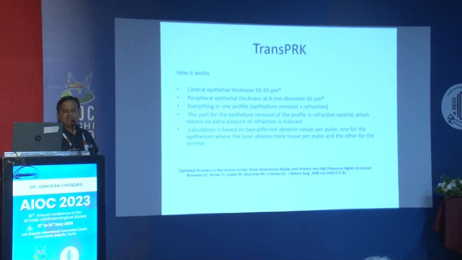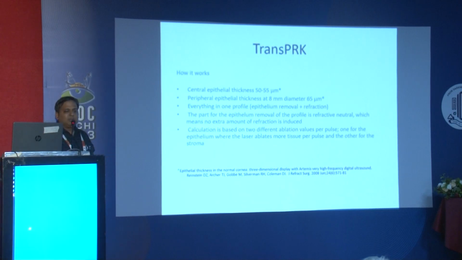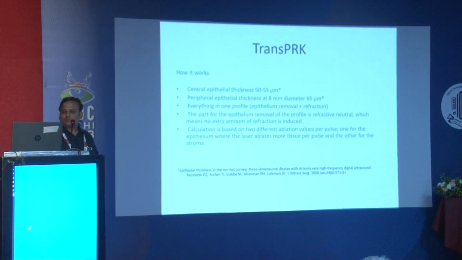So the central epithelial thickness is usually 50 to 55 micron. So with the epithelial mapping, you can exactly measure the epithelial thickness and you can remove the epithelium. The peripheral epithelial thickness at 8 mm is slightly more, that is around 65 microns. So it is on the Schwind platform that you can remove the amount of epithelium and stroma depending upon the thickness of the epithelium. And everything, both the epithelium removal and the stroma, is in one go. So you don't have to do it twice as in other machines.